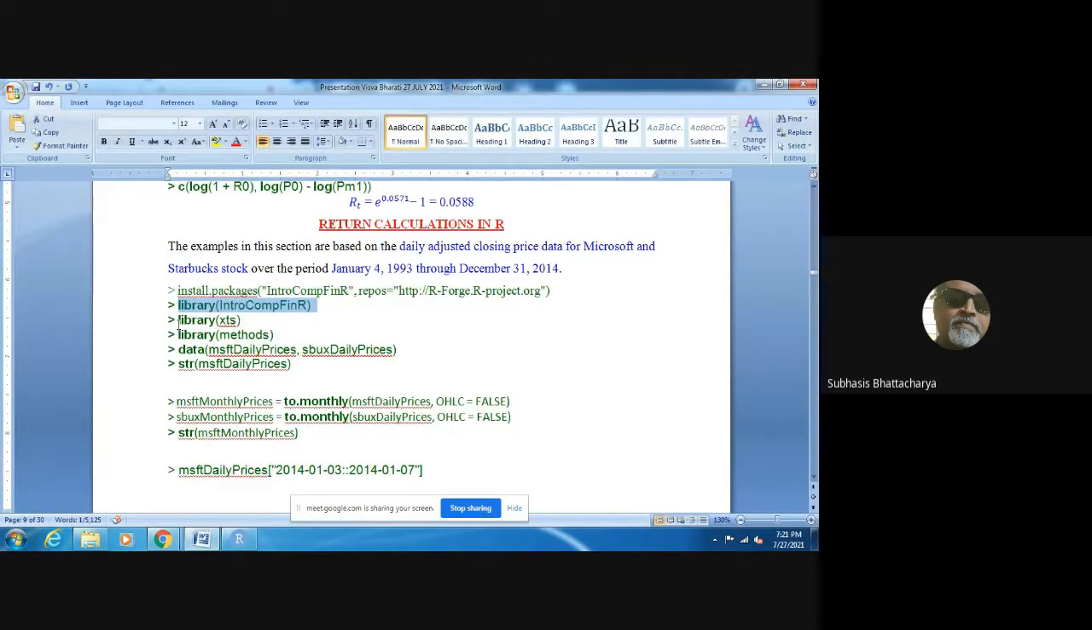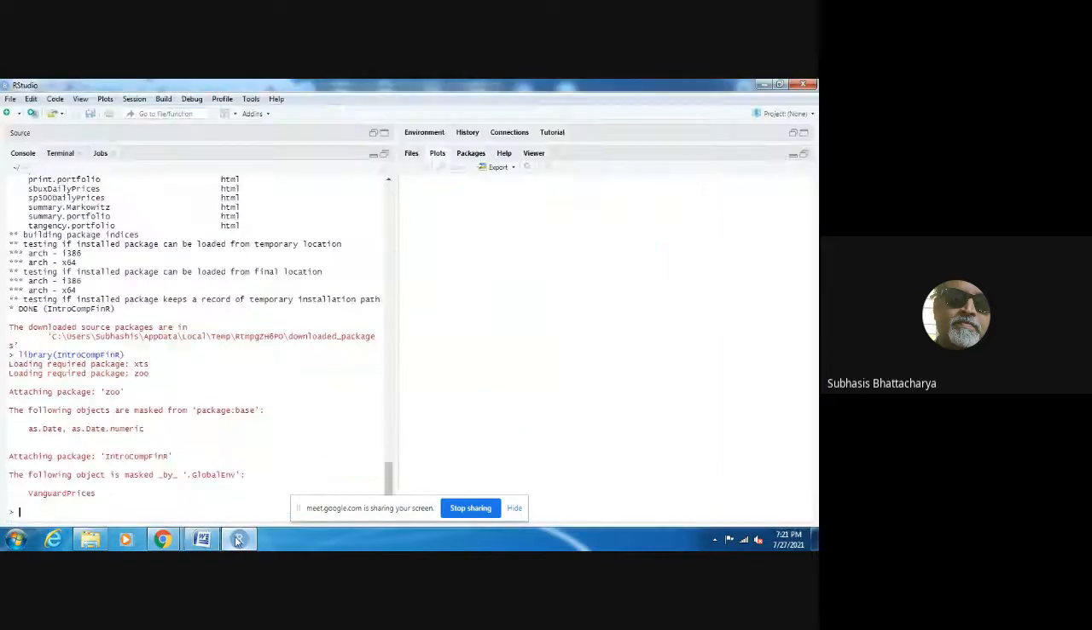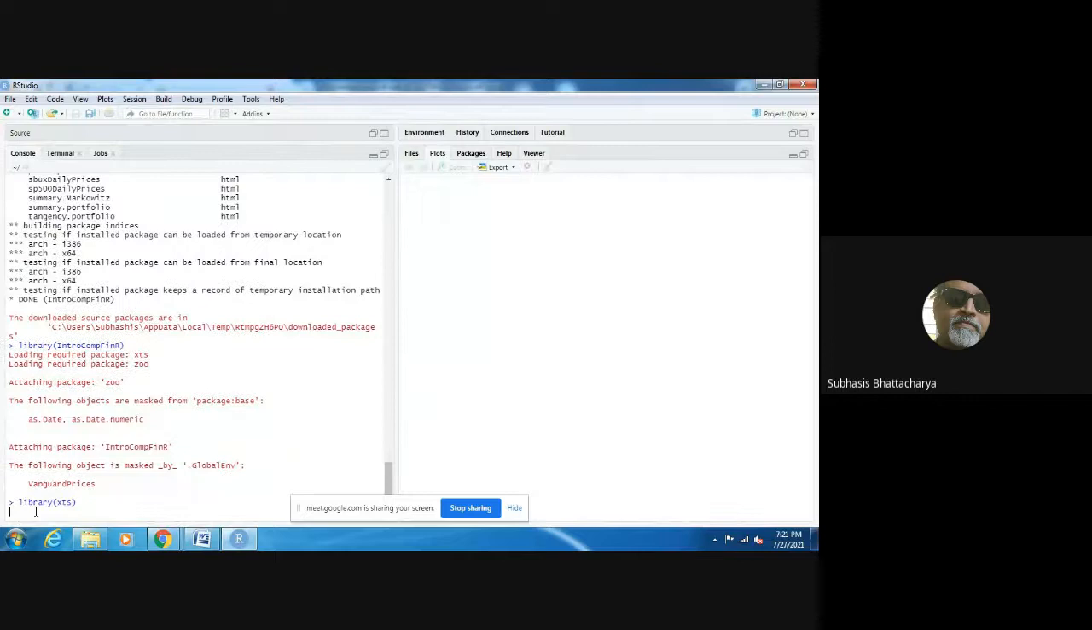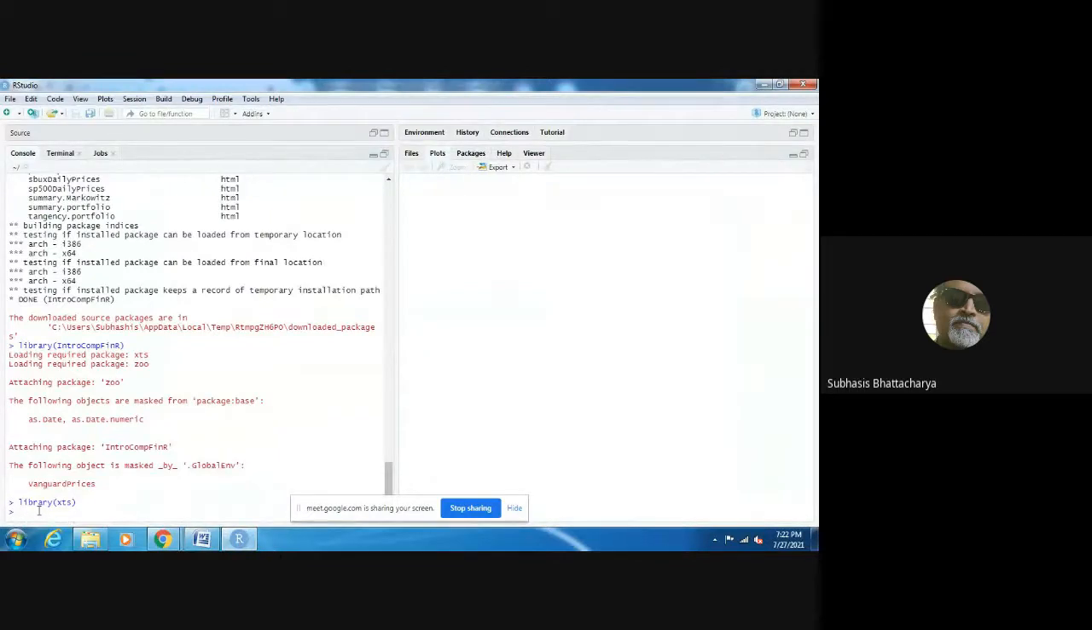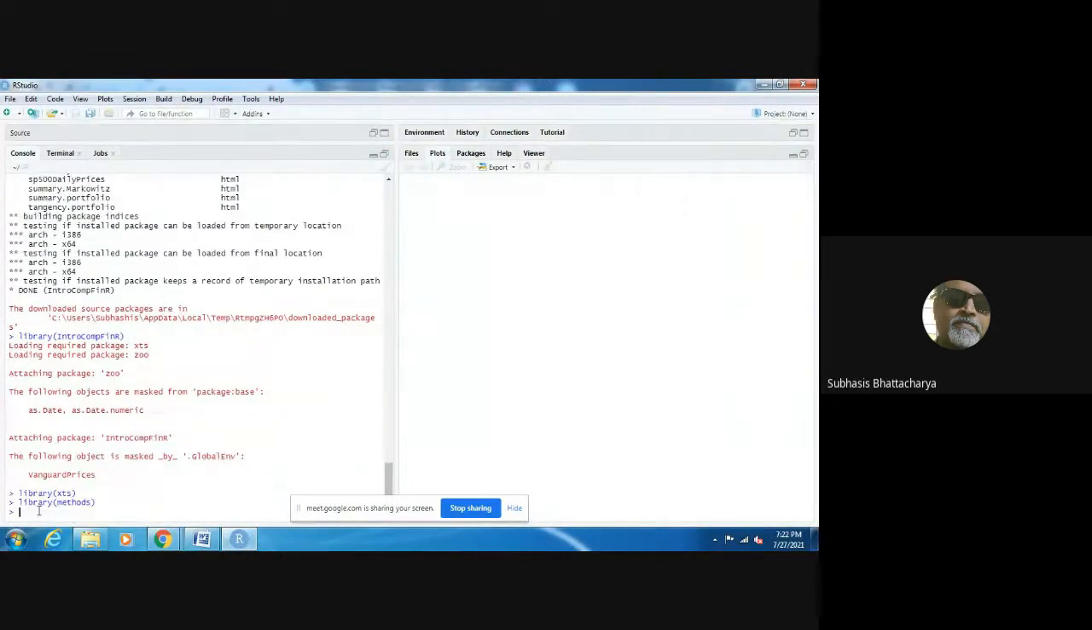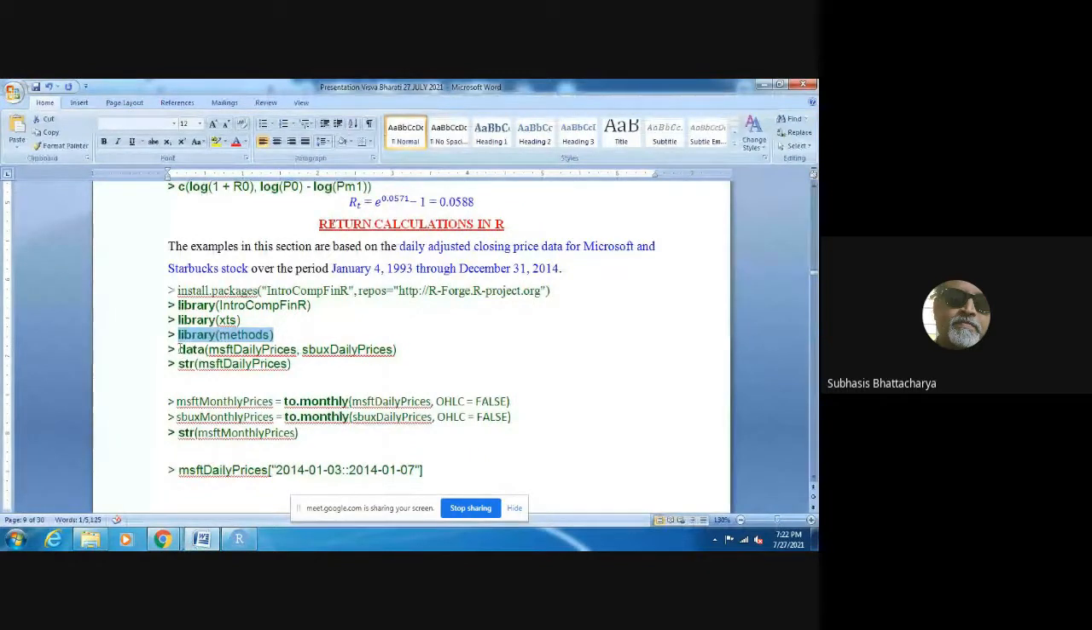For calculations and drawing, we require another two packages, xts and zoo. These are already in my computer, so it is not showing anything, but when you put library, something will come. So I open the data sets: Microsoft daily prices and Starbucks daily prices.